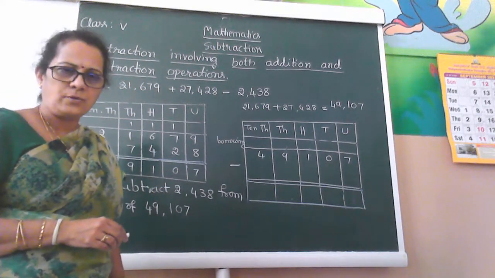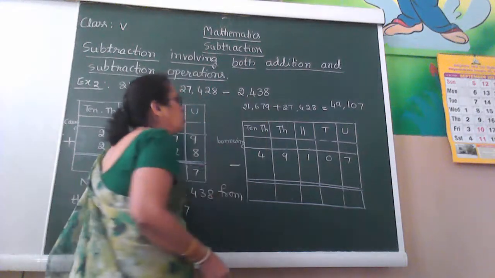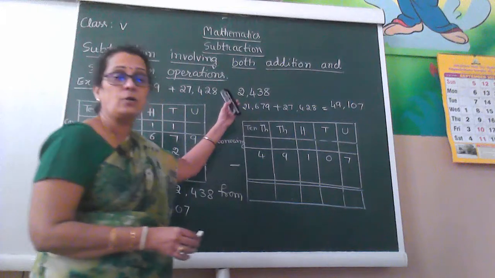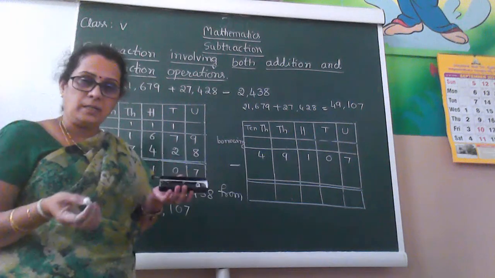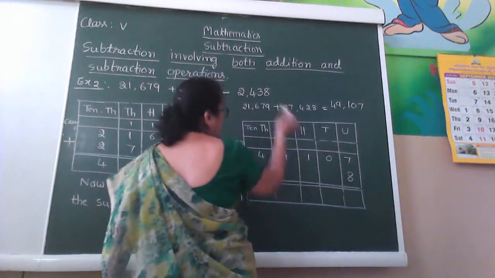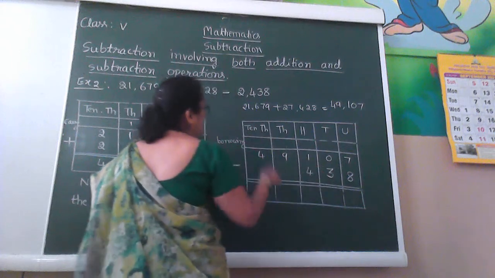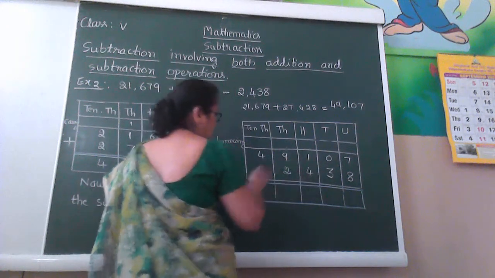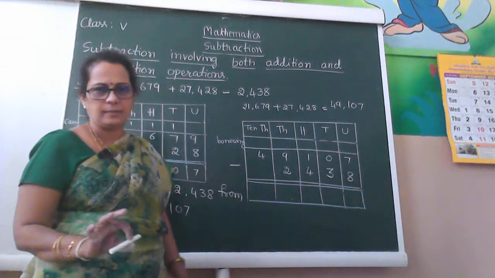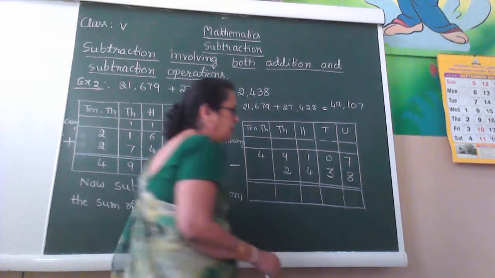Write 4 in the 10,000 place. Okay. Now subtraction, only 2,438. So there is no 10,000 place number. Write 8 in the unit place, 3 in the tens place, 4 in the hundreds place, then 2 in the thousands place. There is no number in the 10,000 place, so leave it like that. Don't write anything. Now can you subtract 8 from 7?